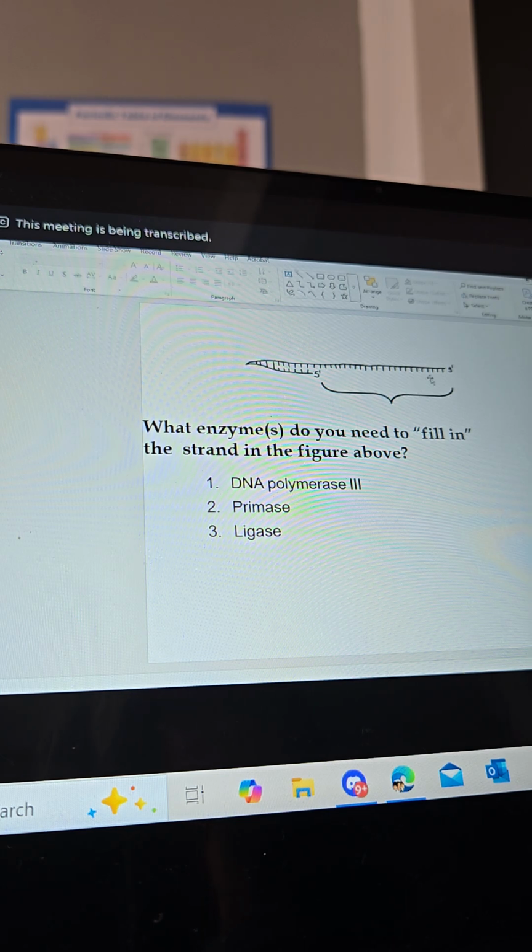The problem is, let's say the primer's 5 nucleotides long. Can I replace those 5 nucleotides? No, that's our end replication problem. So that's where we need telomerase to be able to do it, to extend it out. Otherwise, chromosomes get shorter and shorter and shorter through time. All right, so for this answer, all 3 of them.